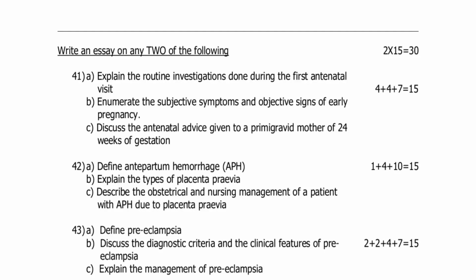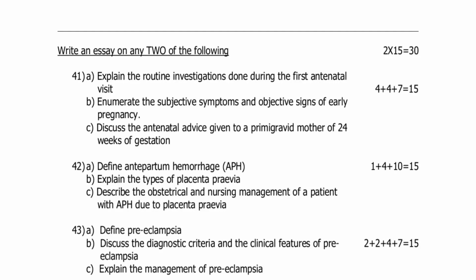Write an essay on any two of the following 15 marks questions. Out of 3, you have to answer any 2. 2 into 15 is equal to 30 marks. First question, 1A: explain the routine investigations done during the first antenatal visit, 4 marks. 1B: enumerate the subjective symptoms and objective signs of early pregnancy, 4 marks. 1C: discuss the antenatal advice given to a pregravid mother of 24 weeks of gestation, 7 marks. So 4 plus 4 plus 7 is equal to 15 marks.